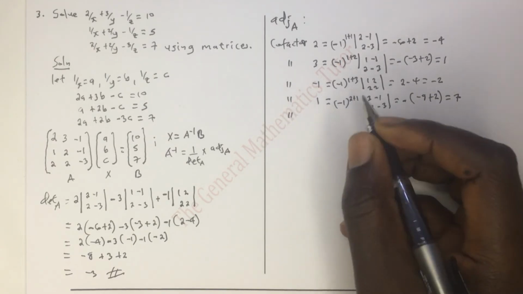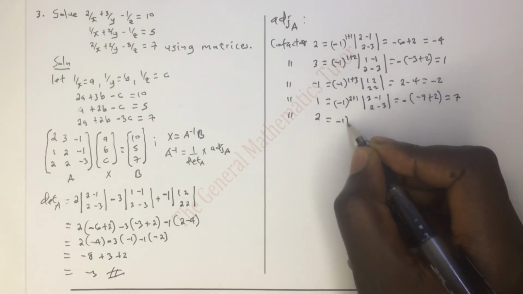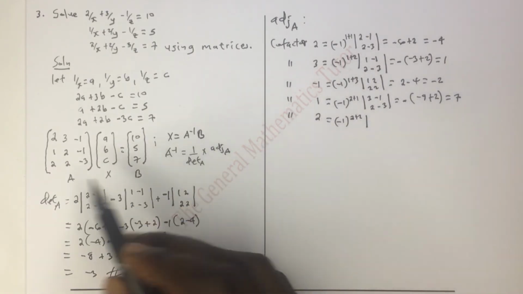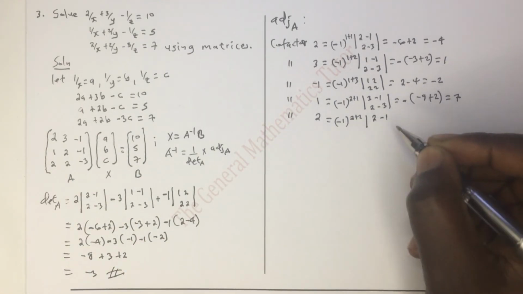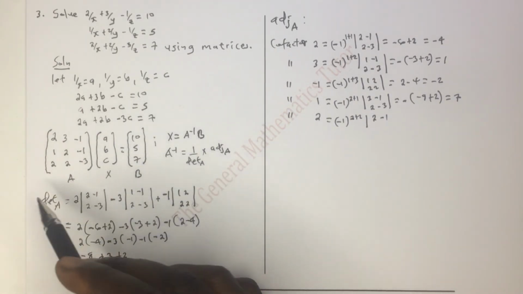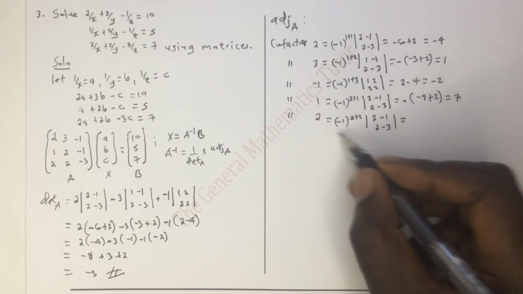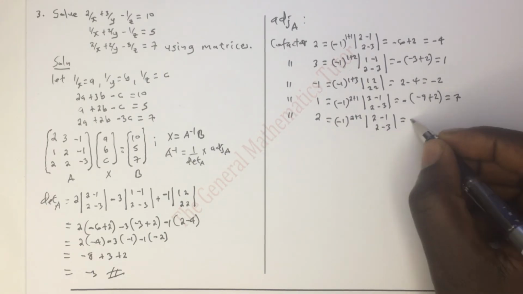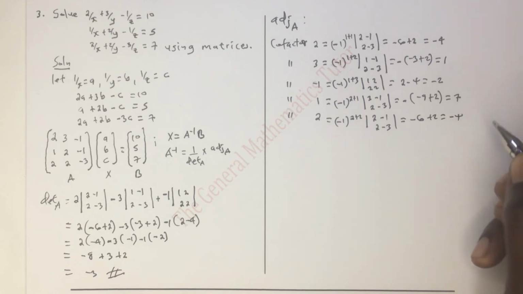Then the next element is 2. So 2 is in row 2, column 2. Cover its row and column, you're left with 2, negative 1, and 2, negative 3. So this is even, so that is positive. So we have negative 6 plus 2, which is just negative 4.